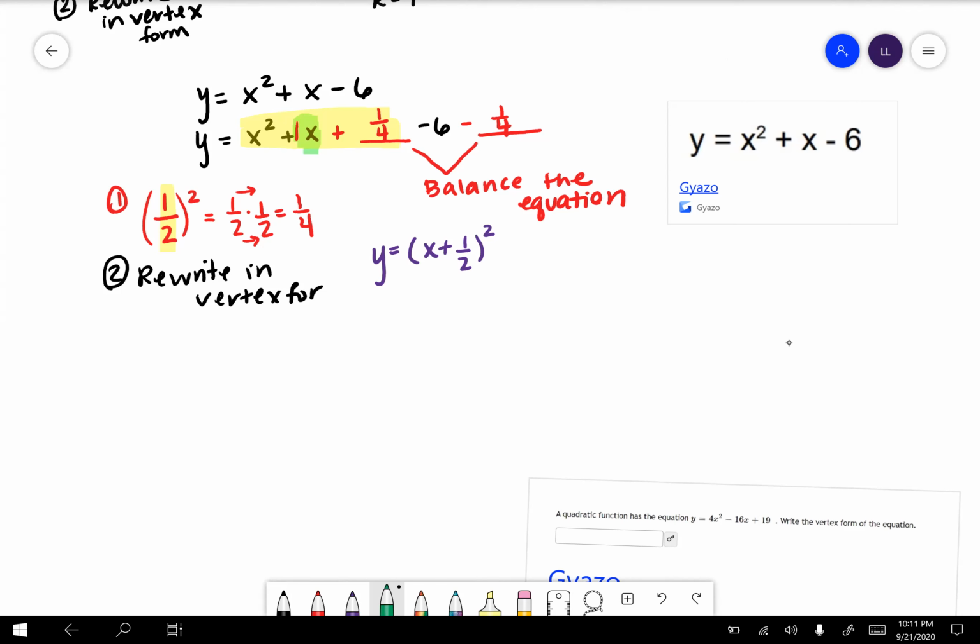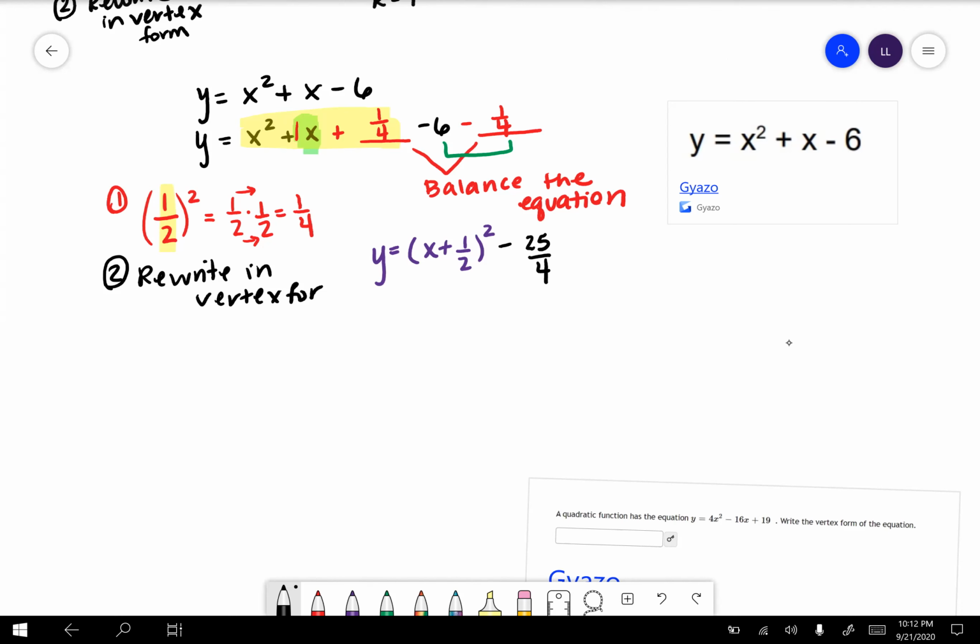Now I'm going to combine the last 2 terms, which is -6 and -1/4. Okay. -6 and -1/4 is actually equal to -25/4. And you can always check behind me on that one. So you get -6 and -1/4 is -6 1/4. To change that to an improper fraction, you multiply the 6 and the 4 together and then add the 1, which gives us -25/4.